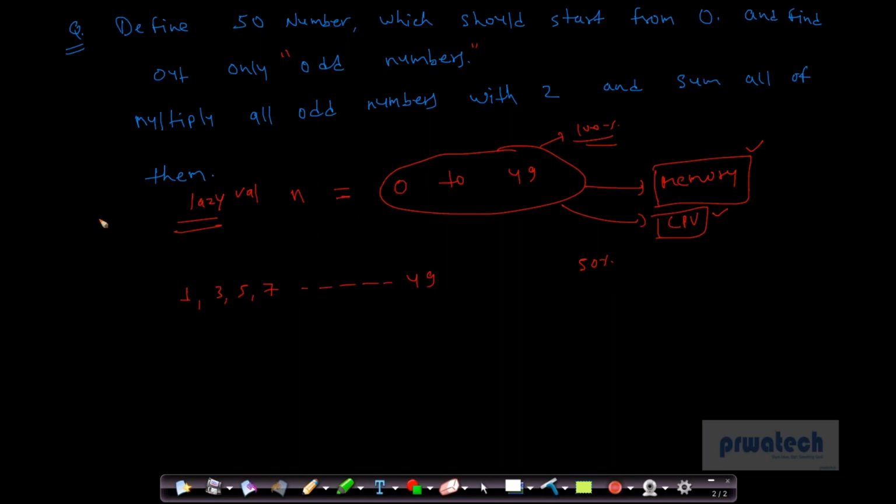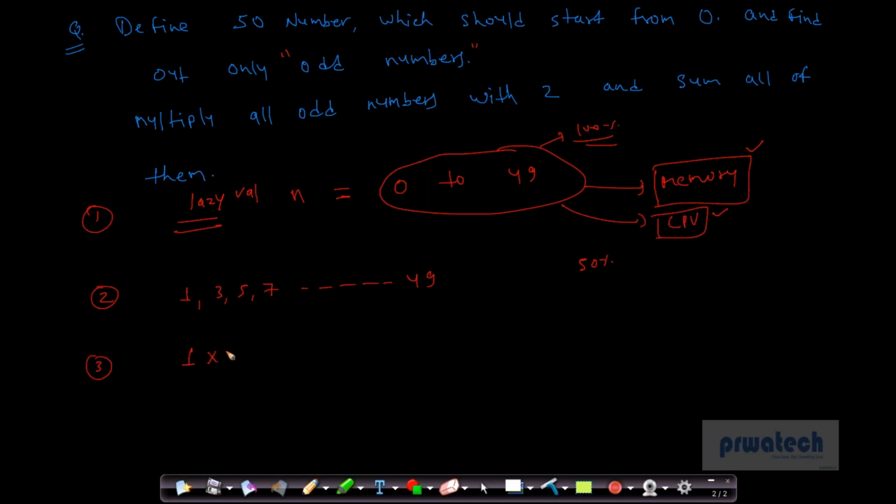Now, in first step, you have created 0 to 49. In second step, you're saying I only need odd numbers using whatever concept, let's say you got this number, okay? Because in programming, there is not one method written for one answer. There are multiple approaches. Point number three, multiply all odd numbers with 2 and sum all of them. So they're saying me to do this. Multiply all odd numbers with 2.